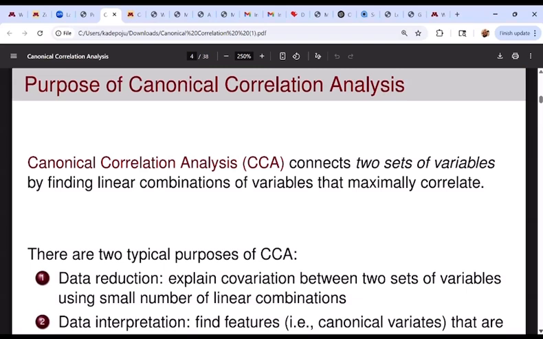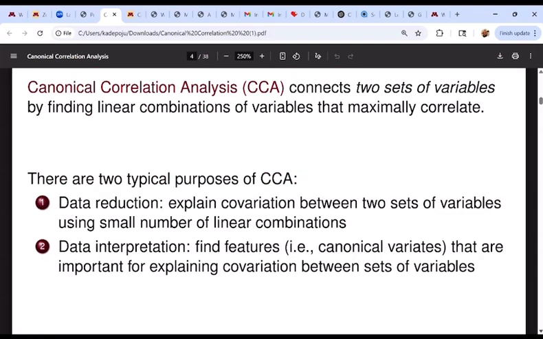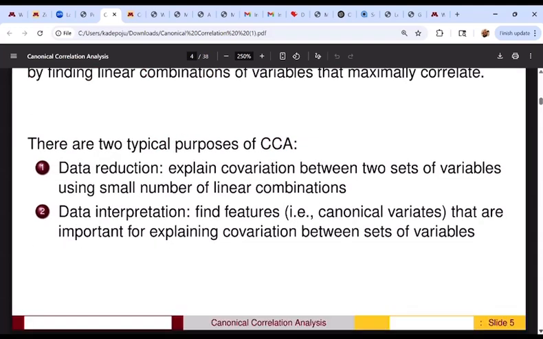Okay, I gave you an example of two sets of variables. And then, of course, canonical correlation connects the two sets of variables, finding linear combinations of variables that maximize the correlation. And of course, the purpose of canonical correlation also has to do with data reduction. But the data reduction here explains the covariation between two sets of variables using a smaller number of linear combinations.